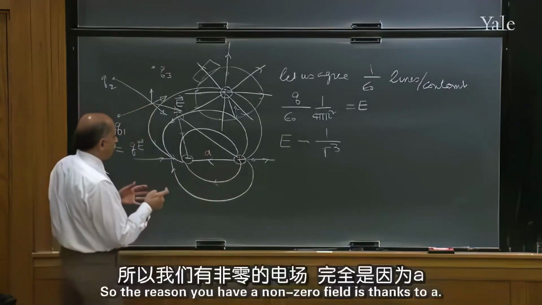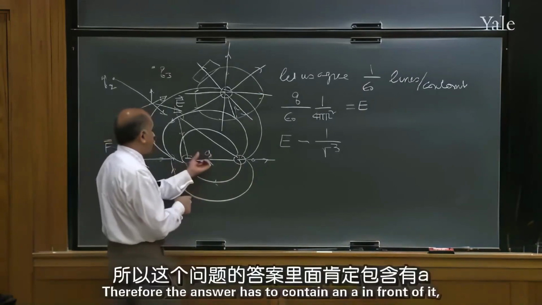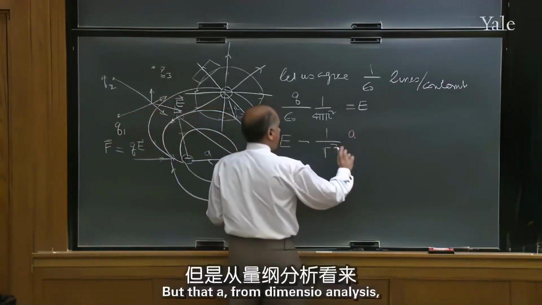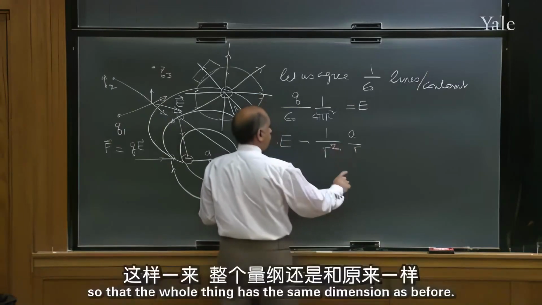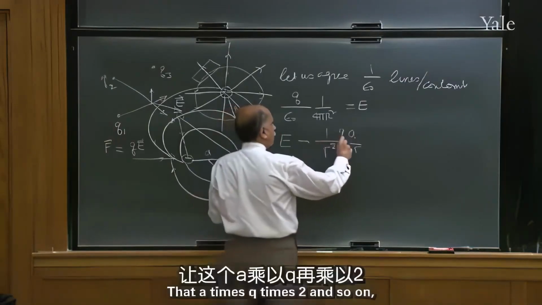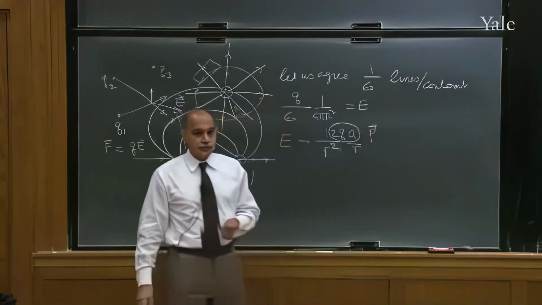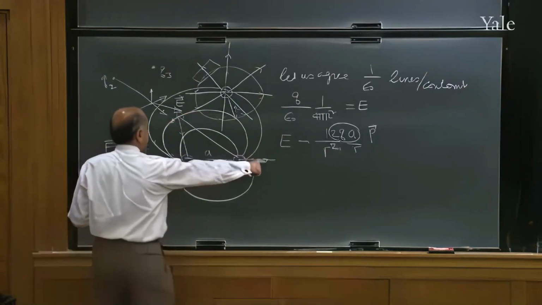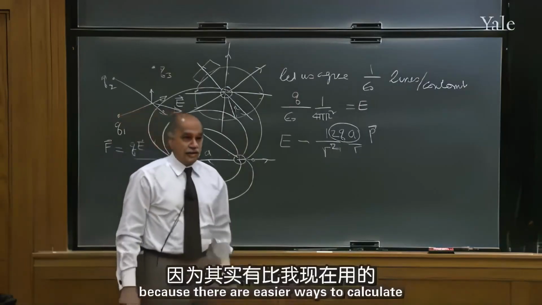So the reason you have a non-zero field is thanks to A. Therefore, the answer has to contain an A in front of it, at least in the first approximation. But that A, from dimensional analysis, has to come with a 1 over r so that the whole thing has the same dimension as before. That's why you get A over r cubed. That A times Q times 2 and so on, that became the dipole moment. That was true here. We verified that's true here. Later on, we'll verify it everywhere because there are easier ways to calculate than what I'm using.